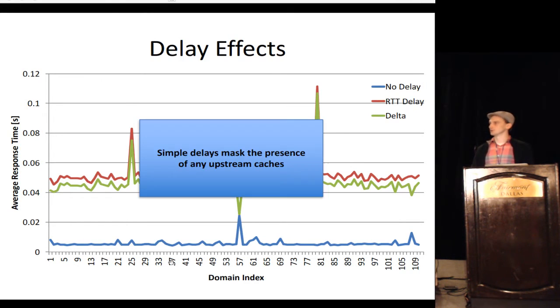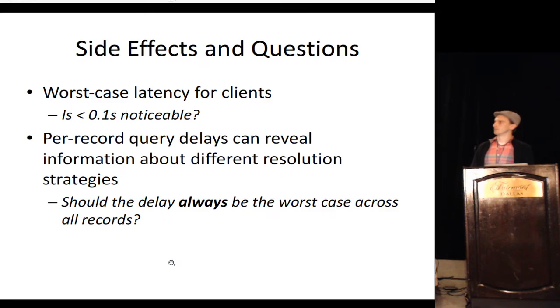So this is good. It's a simple mechanism to implement in resolvers, and it masks the presence of any upstream cache or any upstream recursive authoritative name server. So we found this to be a positive approach. But there's a couple questions that might be raised.